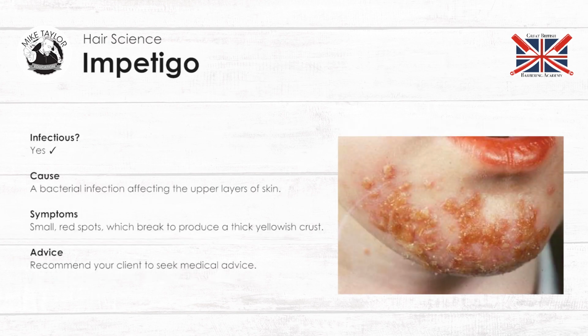Impetigo. Impetigo is infectious. It's caused by a bacterial infection affecting the upper layers of skin. You will see small red spots which break to produce a thick yellowish crust. Recommend that your client seek medical attention.